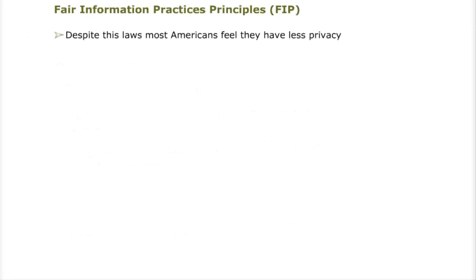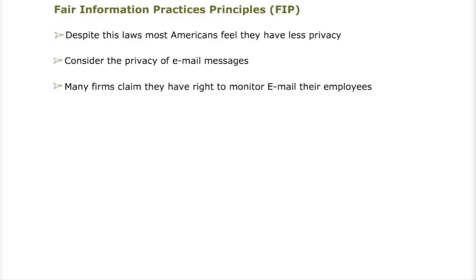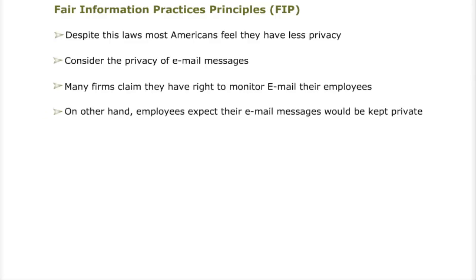Despite this federal legislation and state laws passed to enhance and strengthen it, most Americans feel they have less privacy today than ever. As one example, consider the privacy of email messages. Many firms claim they have the right to monitor the electronic mail of their employees because they own the facilities and intend them to be used for job-related communication only. On the other hand, employees expect that their email messages would be kept private.